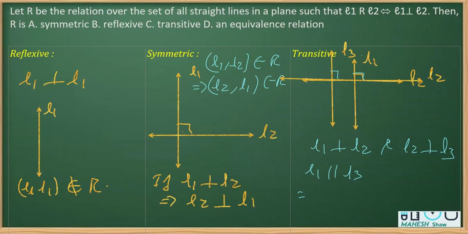Therefore, we can say that (L1, L3) does not belong to R. So we say that it is not transitive. It is symmetric and it is not reflexive. So we'll say that A is the correct option for this.